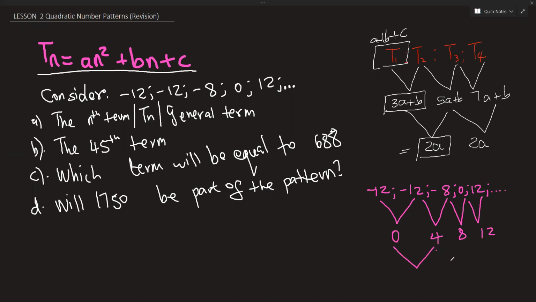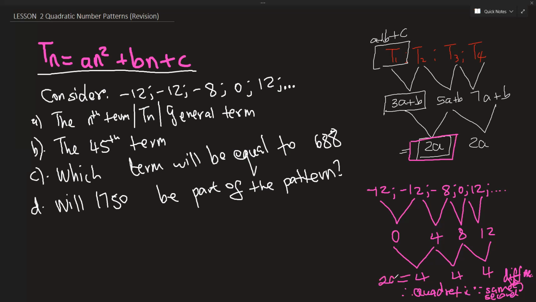And then here, 4 minus 0 is 4, 8 minus 4 is 4, 12 minus 8 is 4. Therefore, we can conclude that this is quadratic, because there is the same second difference. Remember we said the part at the bottom is 2a, so I know that the 4 is equal to 2a.